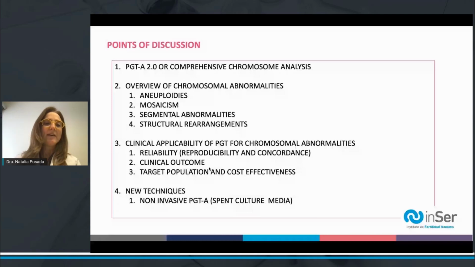We're going to overview the different kinds of chromosomal abnormalities that can be identified in embryos. We'll see the clinical applicability of this technique nowadays. And finally, we'll talk about a new kind of PGT-A called non-invasive PGT-A because it is done not inside the embryo, but from the culture media where the embryos actually grow.